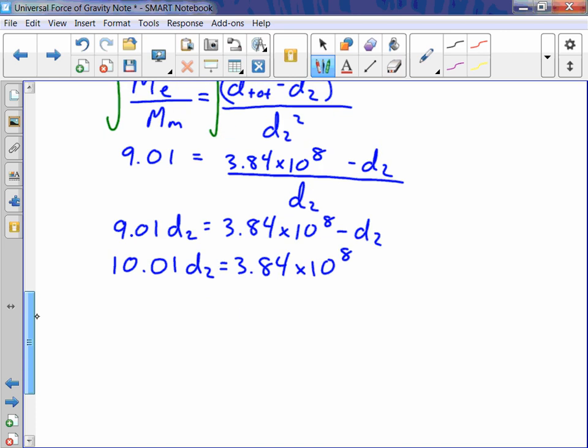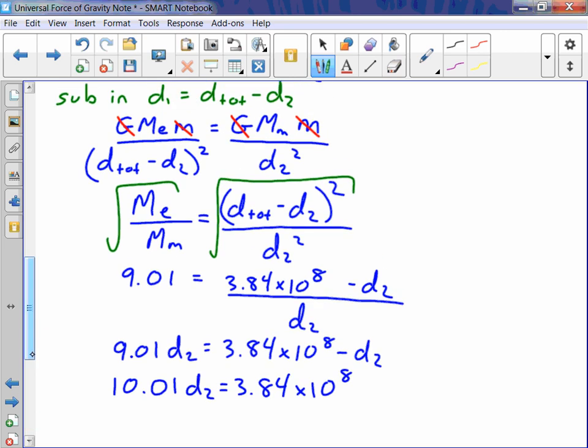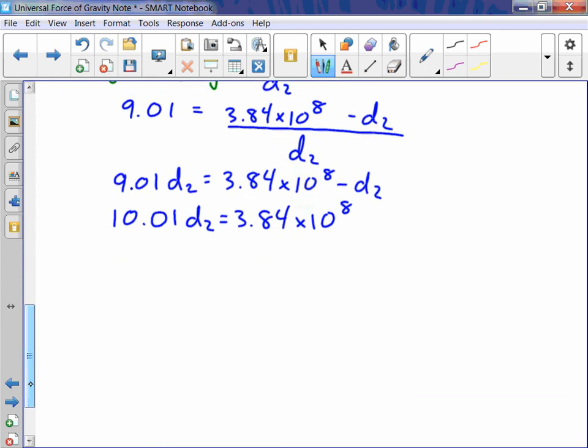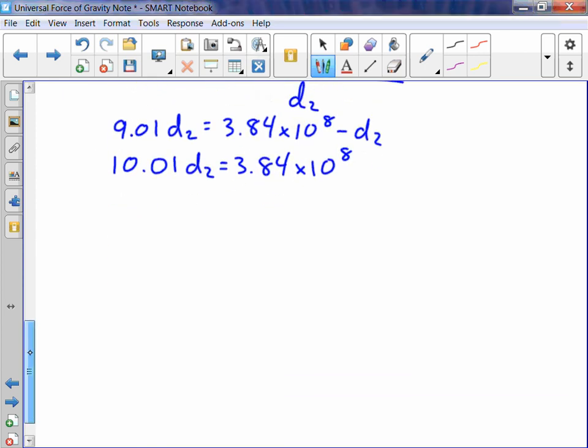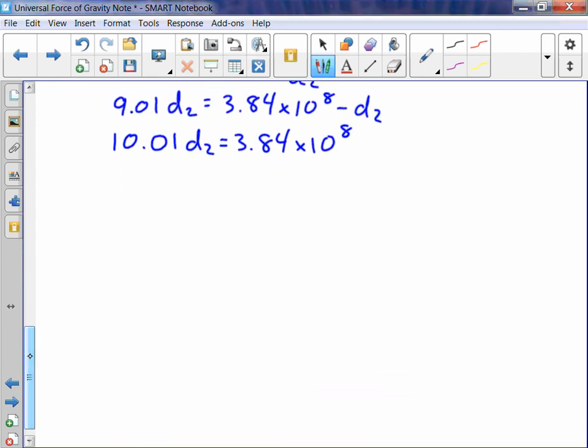Because 10.01 is so small, we can just do 8 minus 1 equals 7. Yeah, that's right.